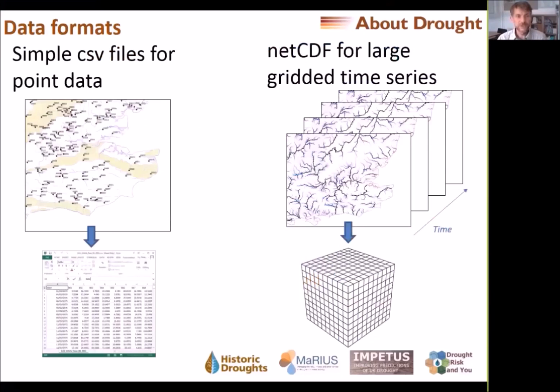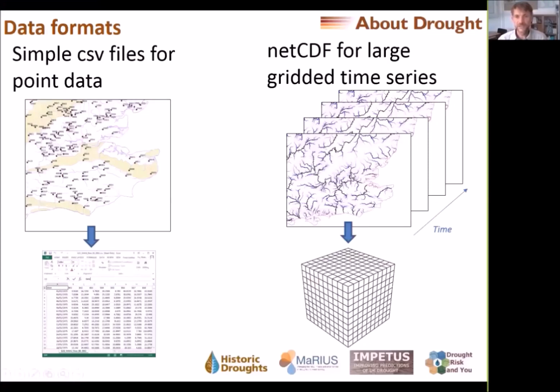So just a quick word about the data formats we're producing for some of the hydrometeorological data. Some of the point data we're trying to produce in simple CSV files so that it's very easy to use, and you can see there's a map of some of the gauging stations modeled by the grid-to-grid model, and here's a spreadsheet showing how that data is available in a simple format with dates and river flows, with a column for each of the gauging stations. So we hope that's as easy to use as possible.